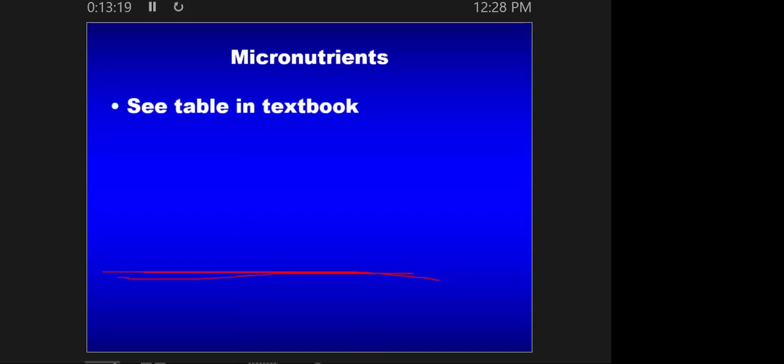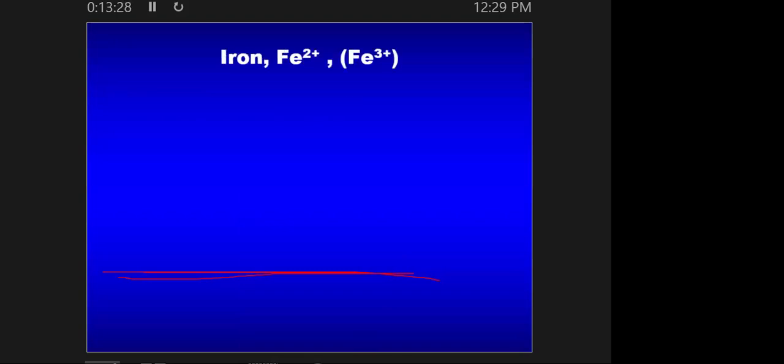So micronutrients, I'll just say a couple things. There is a table in the textbook if you're curious about micronutrients and their impacts. But there's only a few I want you to think more deeply about. Well, iron is probably the biggest one. Iron is common in the soil in two forms, Fe2+ and Fe3+. Fe3+ I put in parentheses because that form is virtually unavailable to plants because it's insoluble.